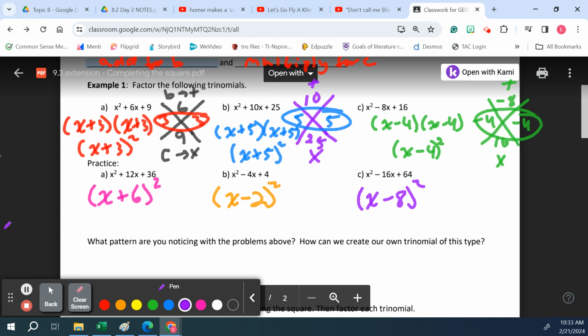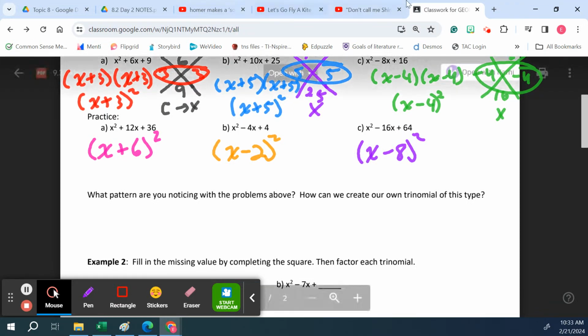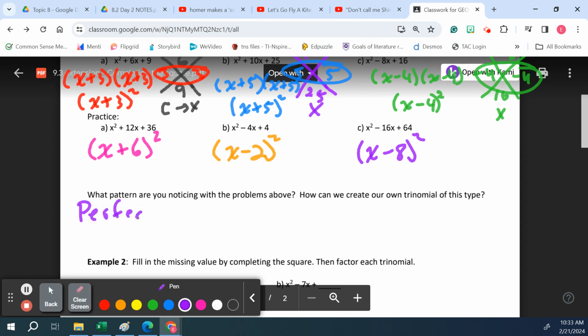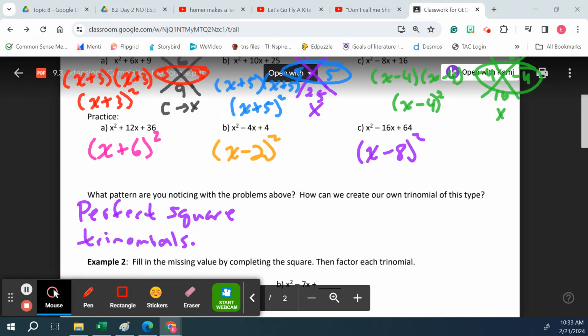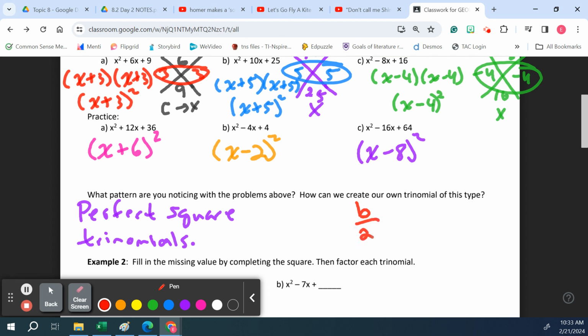Okay, so the question here now is, what pattern are you noticing with the problems? How can we create our own trinomials of this type? All right, so what are we noticing? We're noticing that we get perfect square trinomials. Okay. Now the question, did you create your pass? Yeah, go ahead. All right, how can we create our own trinomial of this type? What we're going to do is take the b value divided by 2 and then square the whole thing.